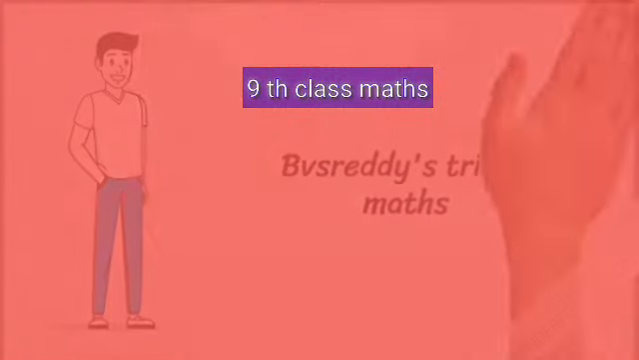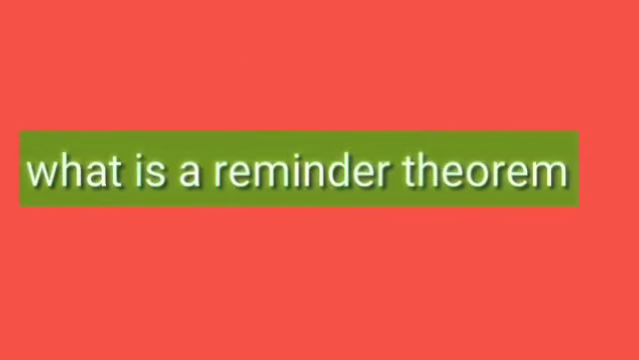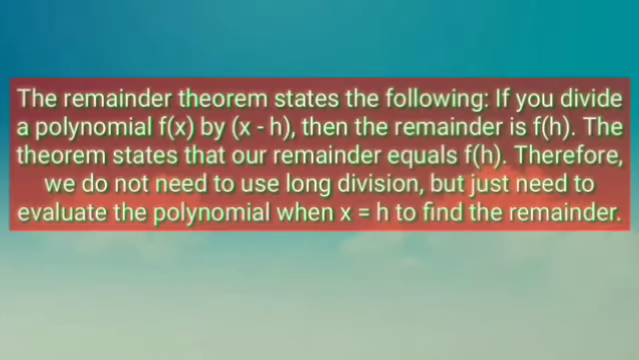Today we learn 9th class maths remainder theorem and problems on it. What is the remainder theorem? Definition: The remainder theorem states the following: if you divide a polynomial f of x by x minus h, then the remainder is f of h. The theorem states that our remainder equals f of h.